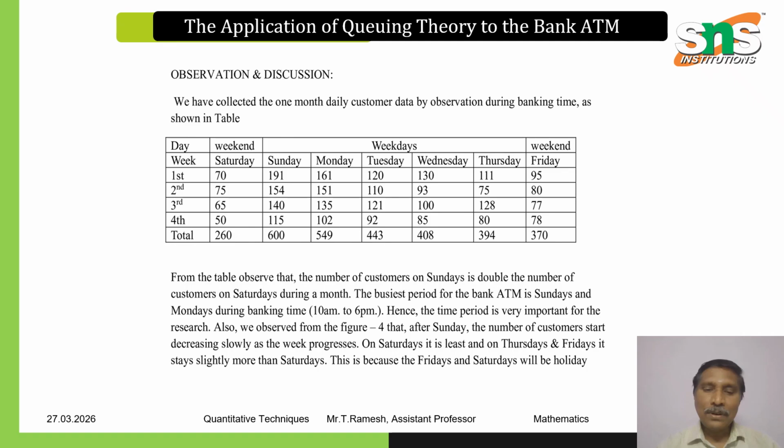Also, we observed from the table that after Sunday, the number of customers starts decreasing slowly towards the end of the progression. On Saturday it is least, and Thursday and Friday are slightly more than Saturday. This is because Friday and Saturday are holidays. Okay, we consider these things.